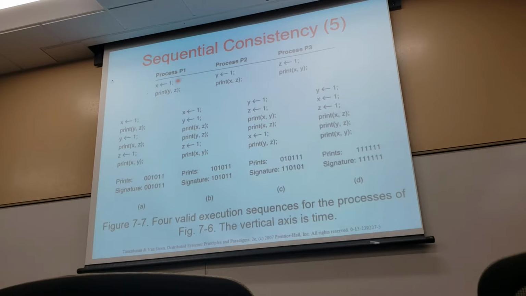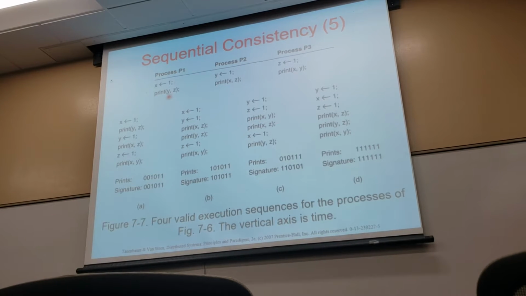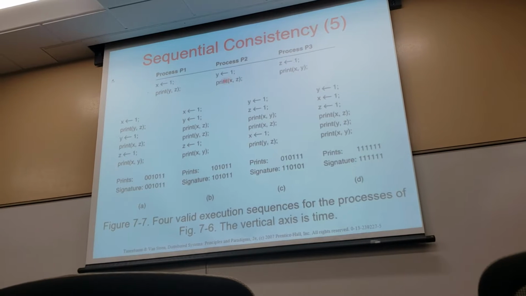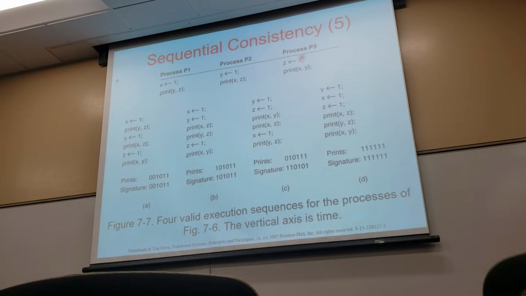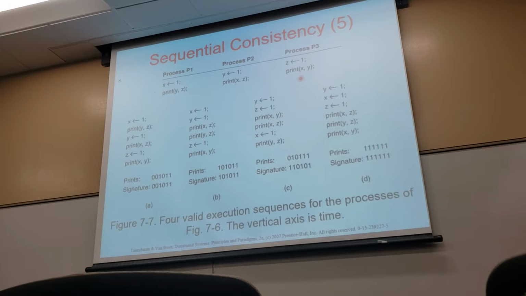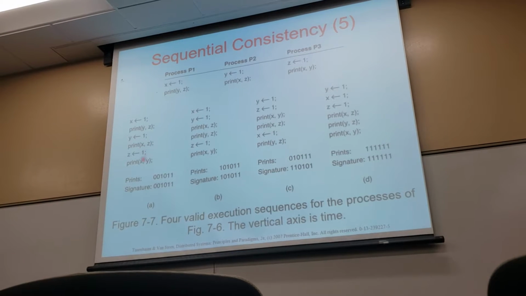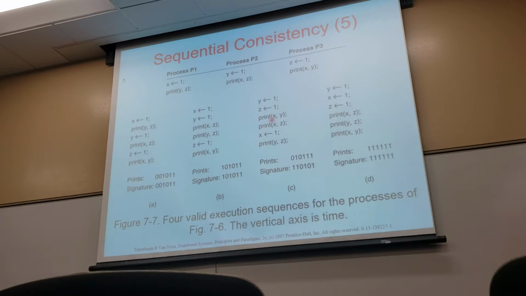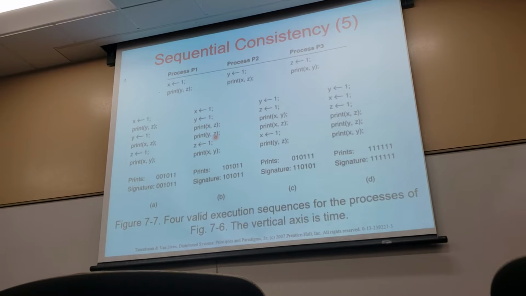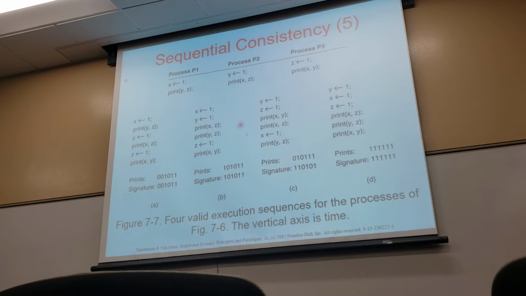Okay, so what we have here, we have different interleavings between these processes. Process P1 is going to write a 1 to X, and print YZ. Process P2 is writing a 1 to Y, and going to print XZ. Process P3 is going to write a 1 to Z, and print XY. One of these interleavings is valid, fine.